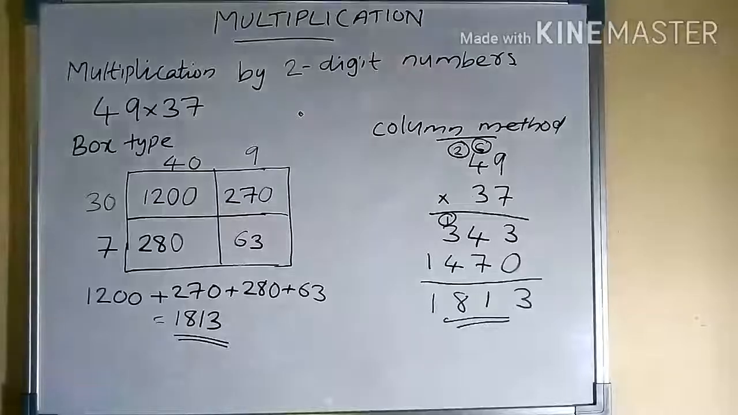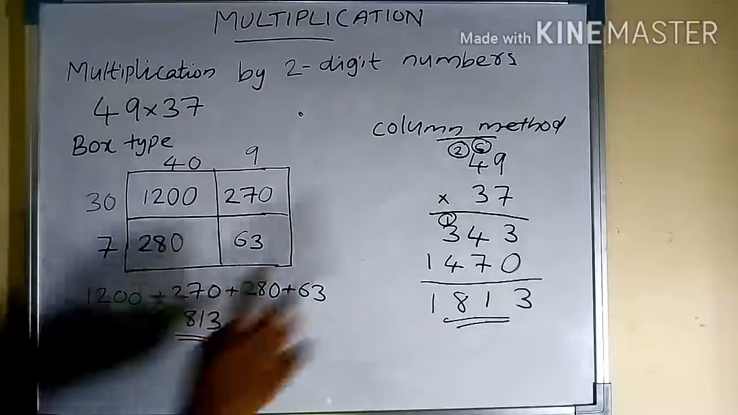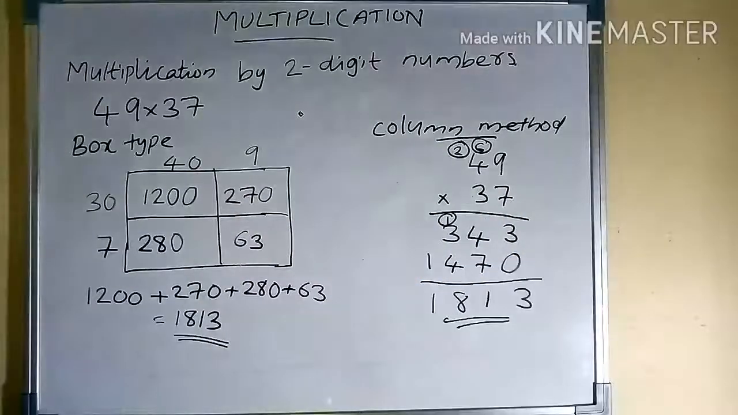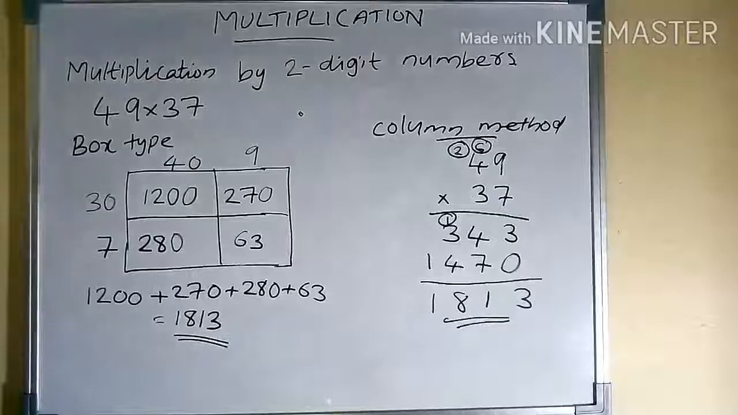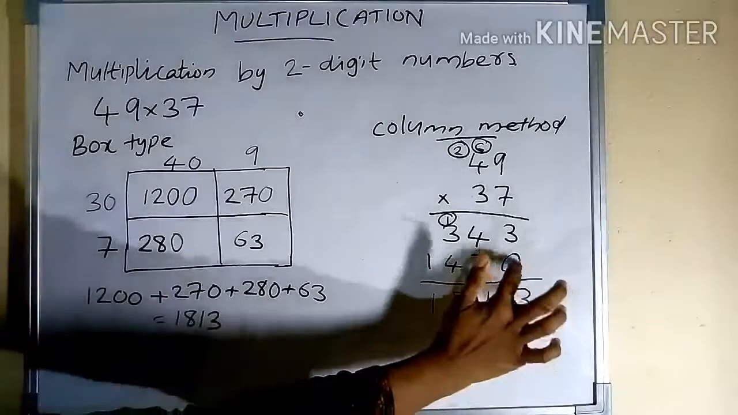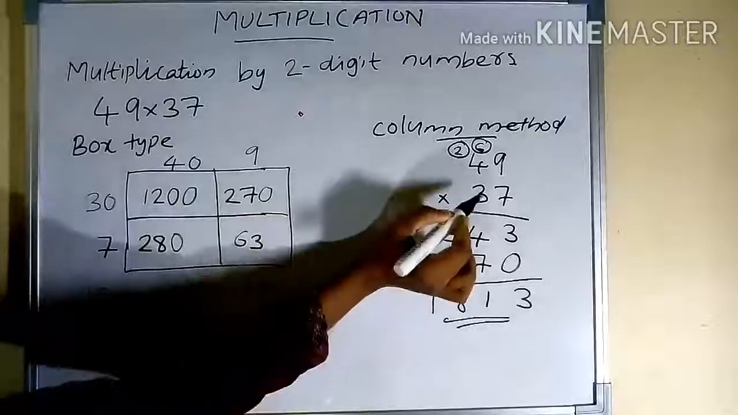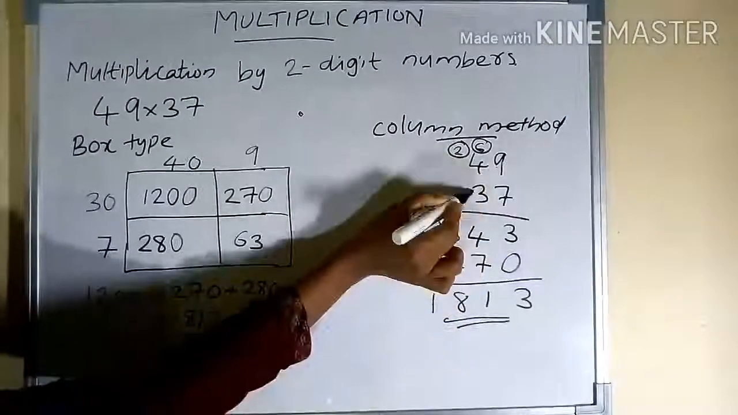Once again, first we multiply 49 into 7, that is first 7 into 9 and 7 into 4. Next step, multiply 49 into 30, that means put 0 here. After that, multiply 49 into 3. Okay, because in 37 we have 7 ones and 3 tens. 3 tens means 30. So put 0 here. Next we multiply 3 into 9 and 3 into 4.